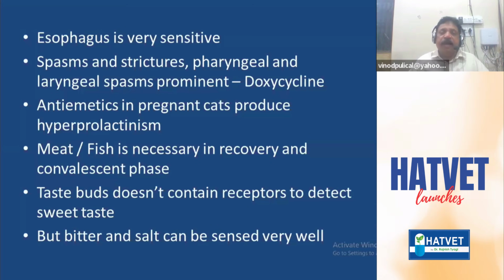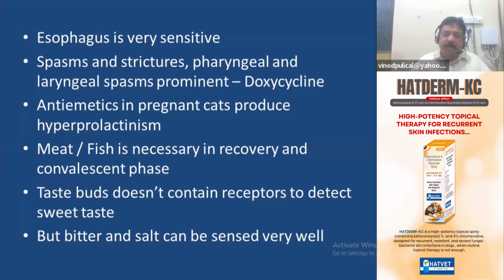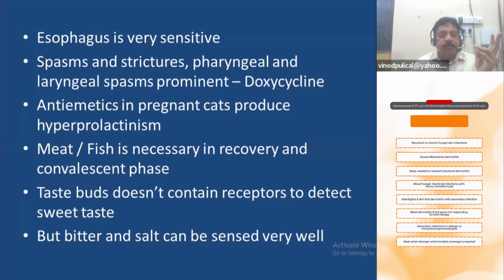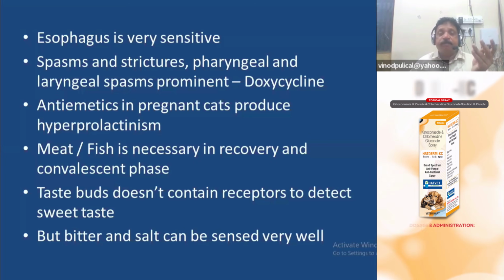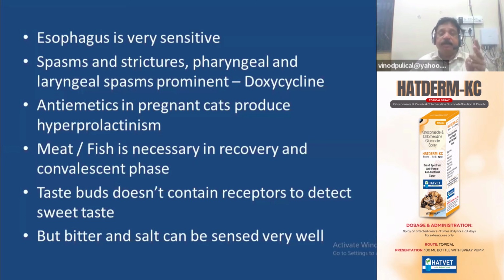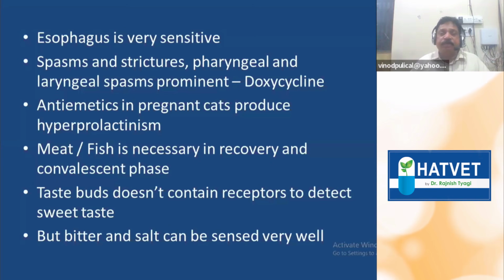And antiemetics, such as metoclopramide, phenothiazine derivatives, etc., injections, and even domperidone orally. All these are dopamine antagonists as well as prolactin agonists. They will produce hyperprolactinemia and lactation or galactorrhea in the pregnant cat.